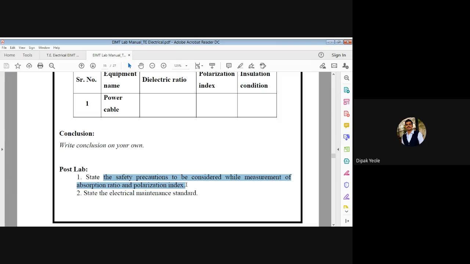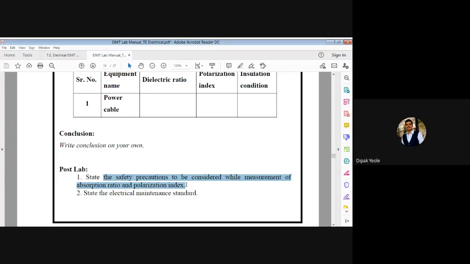Same way, for 30 seconds you have to note down the first reading and continue for another 30 seconds, you have to note down the 60 second reading. Okay. Same way, after completion of 1 minute, you have to note down the reading of insulation resistance, and after the 10 minutes, in continuation with 1 minute, you have to test the 10-minute reading.